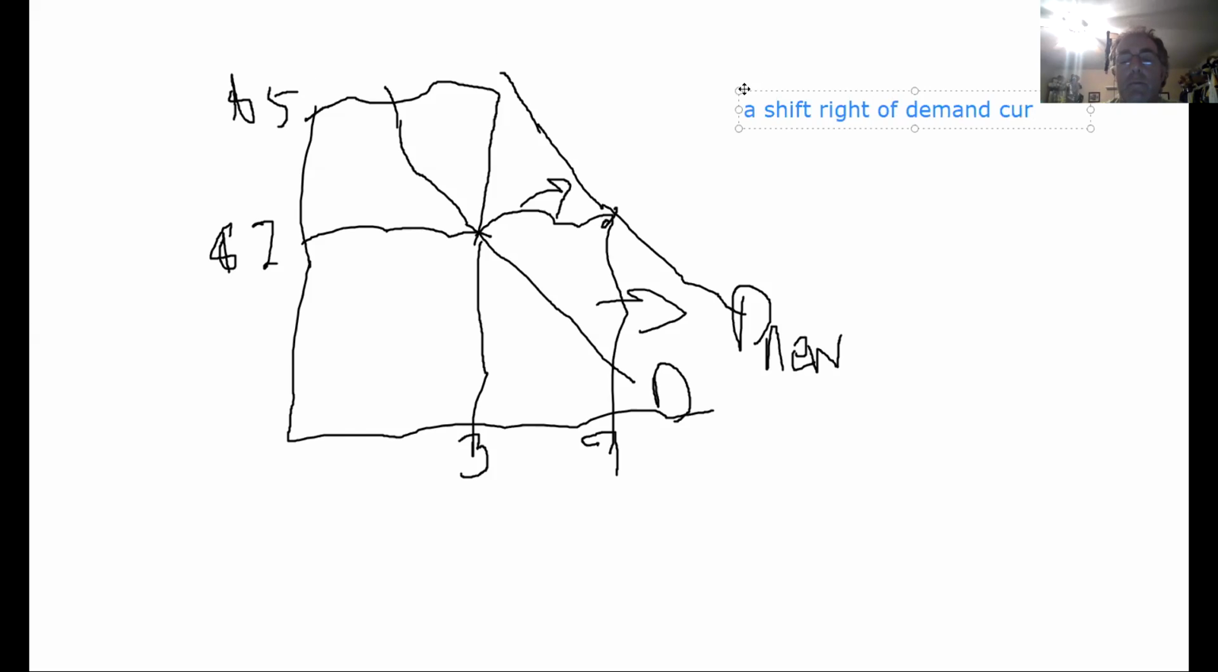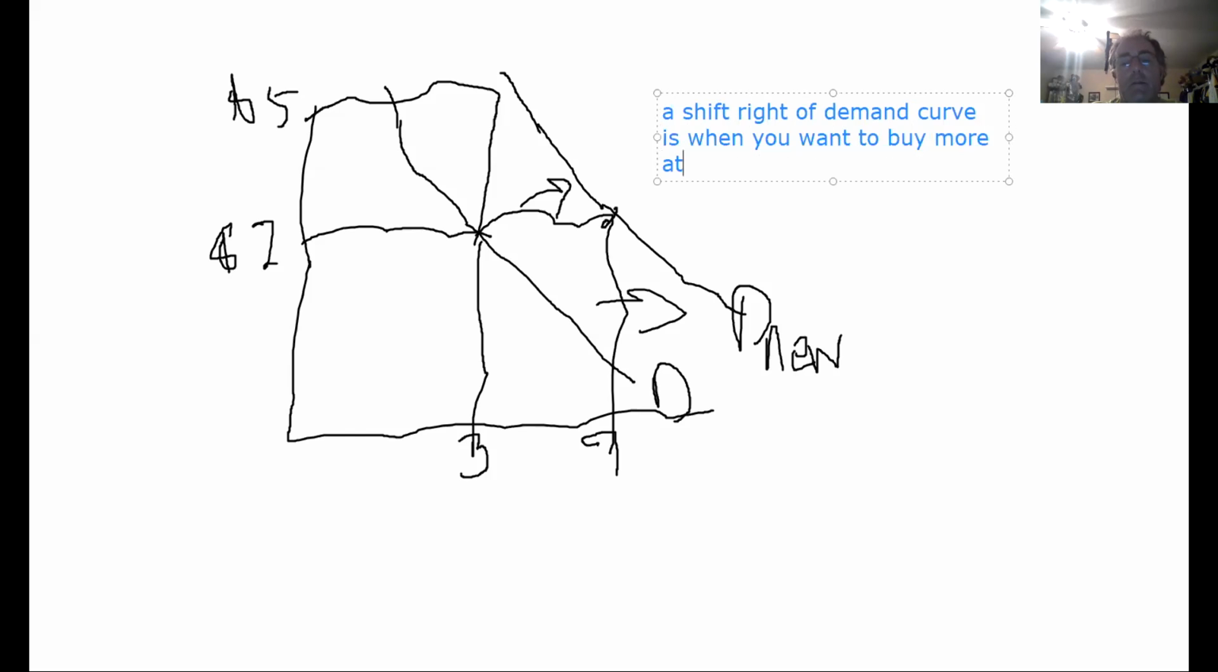Let's move this guy over. Okay, a shift right is when you want to buy more at the same price or pay more for the same quantity. And we see these people doing this all the time, right? Whether it's hand sanitizer, Clorox wipes, masks. People might be so desperate to get their hands on them, they're willing to go to eBay. So the price isn't scaring them off. And that's what we mean by a shift. And that's a rightward shift.